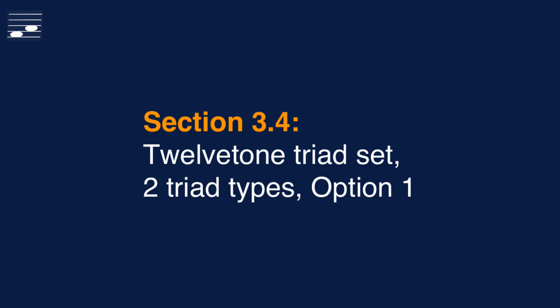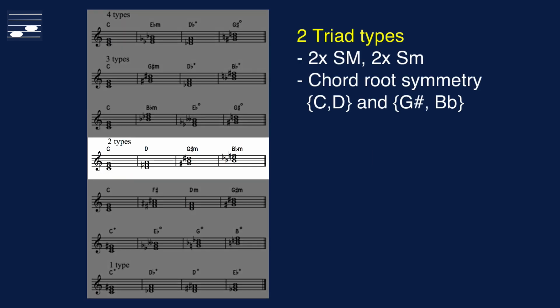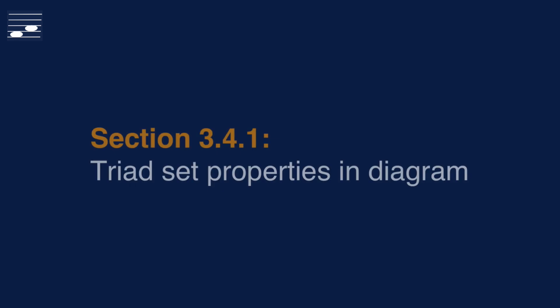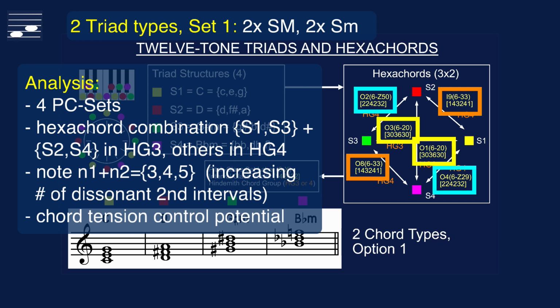After considering the 2 options for 3 triad type sets, we continue with 12-tone sets that only contain 2 triad types. In this case we see 2 major and 2 minor chords, each on a root a major second apart. Analyzing this triad set using the diagram, we observe how hexachord combinations lead to 4 different PC sets.